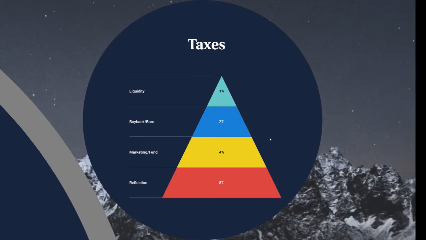4% of the tax are used for marketing and our fund. 2% are used for manual buyback and burns. So with the buyback and burns, we are buying back constantly and we are collecting the tokens for a bigger burn. And 1% is automatically added into liquidity. So with the two top parts of the tax, the buyback and burn and the liquidity, we are actively working on our liquidity ratio, which is a very important part for a crypto project. But we will take a look in a second.